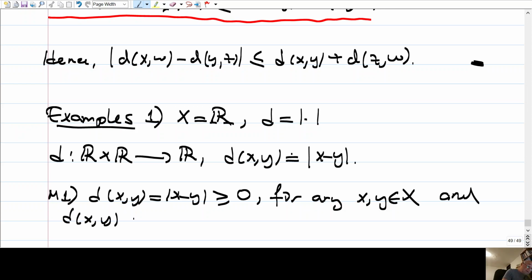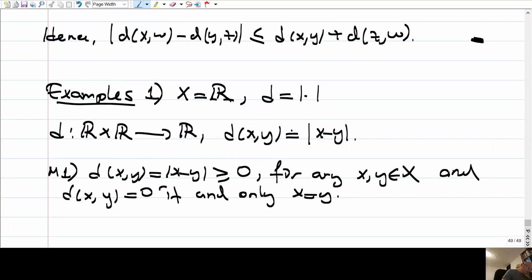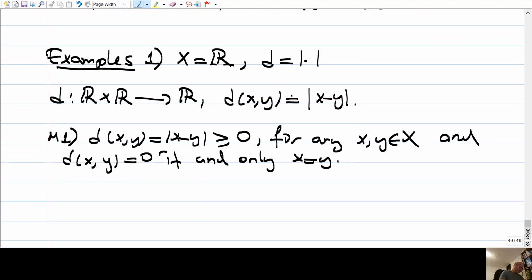And dxx is 0, right? Or maybe I should write dxy is 0 if and only if x minus y in absolute value is 0, but this is possible only if x equals y. Otherwise, that expression is never 0. So this function satisfies the first hypothesis for a metric function.